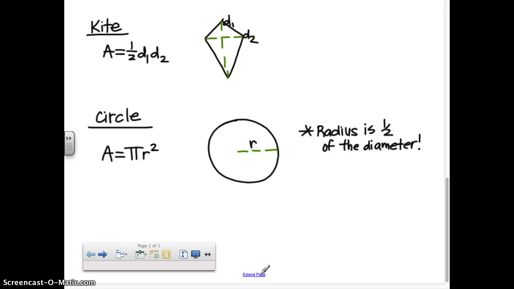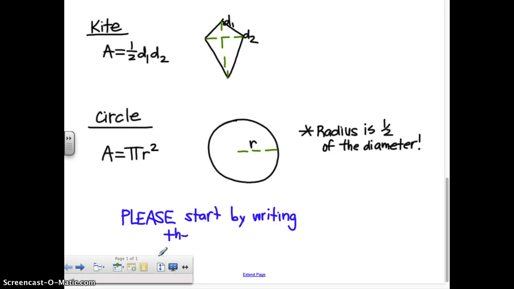Okay, so as you do problems, please, please, please, in all caps, please start by writing the formula. And some of you are going to go crazy when you have to do that. But as we get to harder problems, it will make more sense if you write the formula down. Thank you, because I really want you to do this. Okay? So you have problems to do on area, and you have this information to get you going on them.